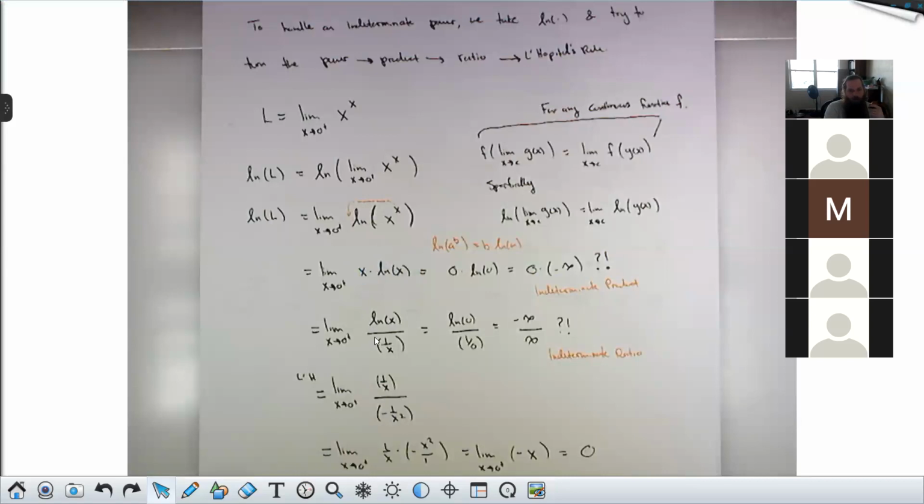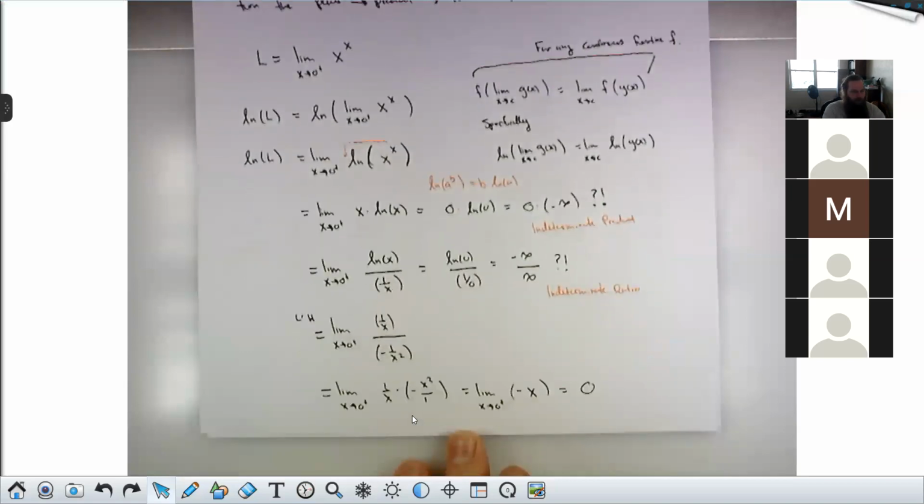So I shove this x downstairs, it becomes a 1 over x, and now I've got ln of x over 1 over x, and I try sending x to 0 again. As x goes to 0 from the right, ln of x is still going to negative infinity, and 1 over x is going to positive infinity. So now I've got an infinity over infinity, that's an indeterminate ratio, which means I'm allowed to use L'Hopital's rule. When I differentiate the top, ln of x differentiates to 1 over x, and 1 over x, that's x to the negative 1, has derivative negative 1 x to the negative 2, which is negative 1 over x squared.